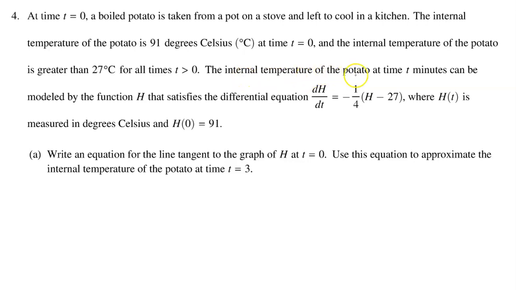The internal temperature of the potato at time t minutes can be modeled by the function h that satisfies the differential equation dh/dt equals negative 1/4 times (h minus 27), where h of t is measured in degrees Celsius and h of 0 equals 91. Part A. Write an equation for the line tangent to the graph of h at t equals 0. Use this equation to approximate the internal temperature of the potato at time t equals 3.